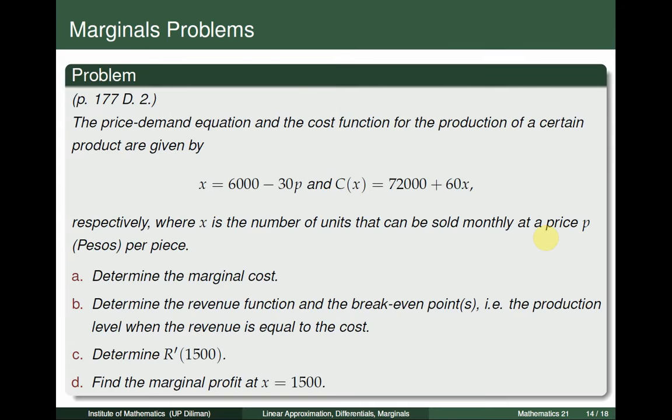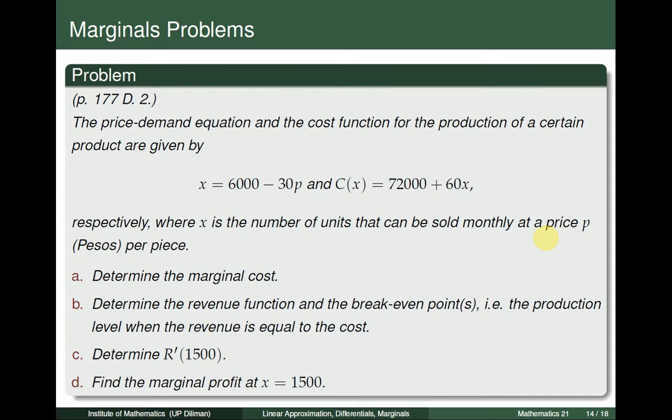Let's go to this problem, page 177, D2. The price demand equation and the cost function for the production of a certain product are given by x equals 6,000 minus 30p and C of x equals 72,000 plus 60x, respectively, where x is the number of units that can be sold monthly at a price p pesos per piece. A. Determine the marginal cost. B. Determine the revenue function and the break-even points, i.e., the production level when the revenue is equal to the cost. C. Determine R prime of 1,500. D. Find the marginal profit at x is 1,500.